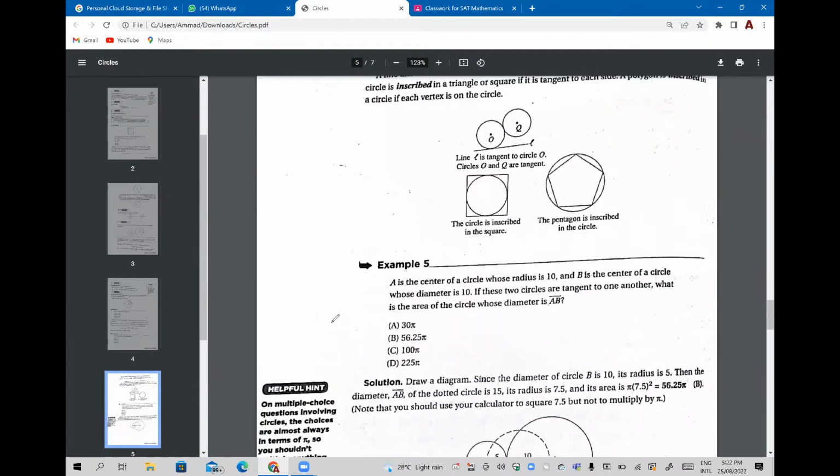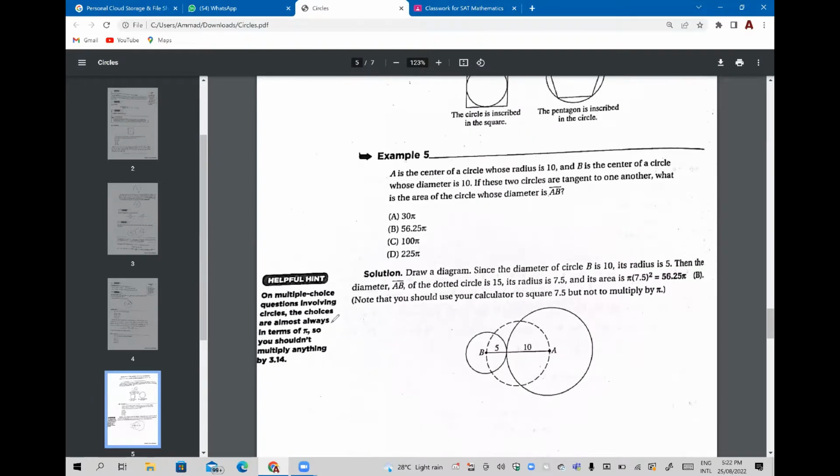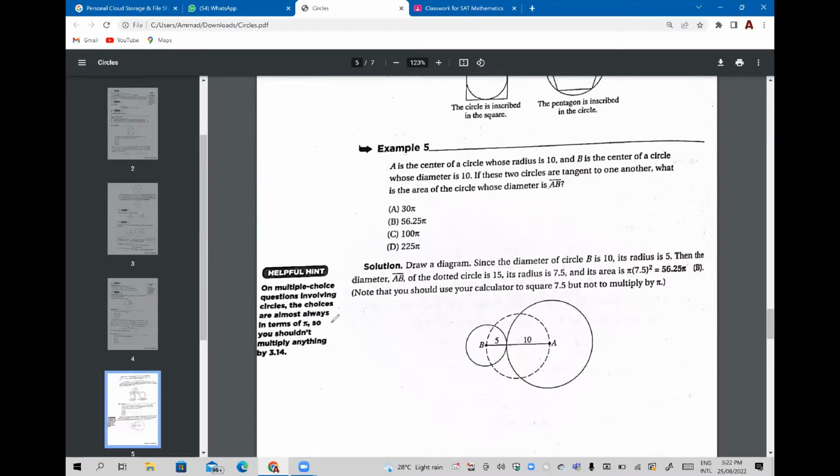Example number 5. A is the center of a circle whose radius is 10, and B is the center of a circle whose diameter is 10. If these two circles are tangent to one another, what is the area of the circle whose diameter is AB? Look at the diagram here.